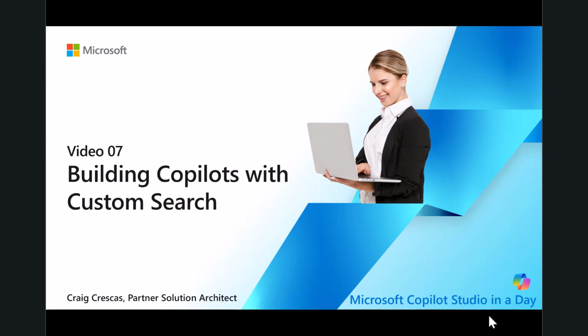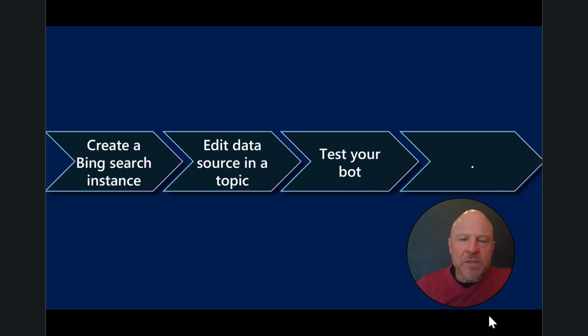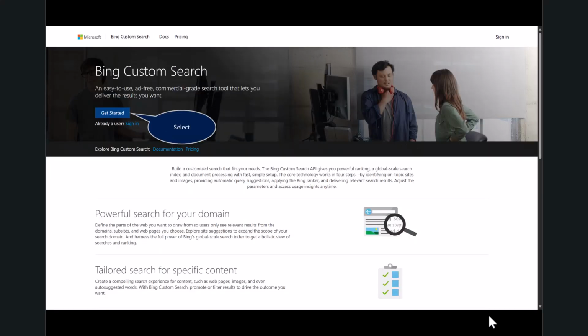So again, in this lab, you're going to learn how to create your first Bing Custom Search instance and then use it to create generative answers in a topic. As I've done with all the videos, here is a visual roadmap of where you're going to go. The first thing we're going to do is open up Bing and create a Bing search instance. I'll show you how to do that, aligned with the labs that you're looking at. We'll edit the data source in a topic and then, of course, save, publish, and test your bot. Let's begin.